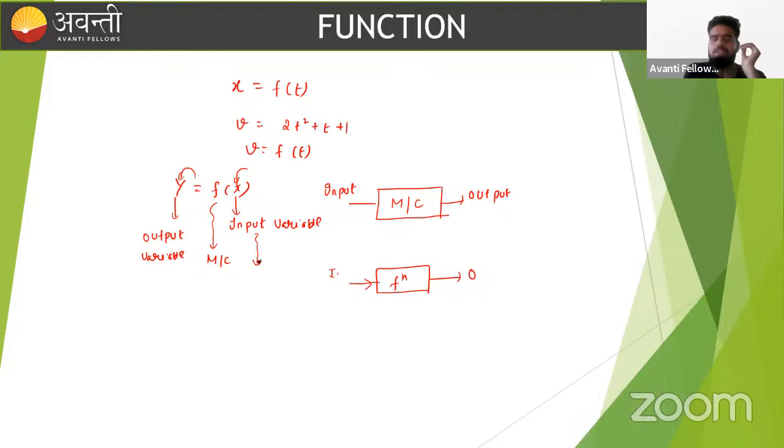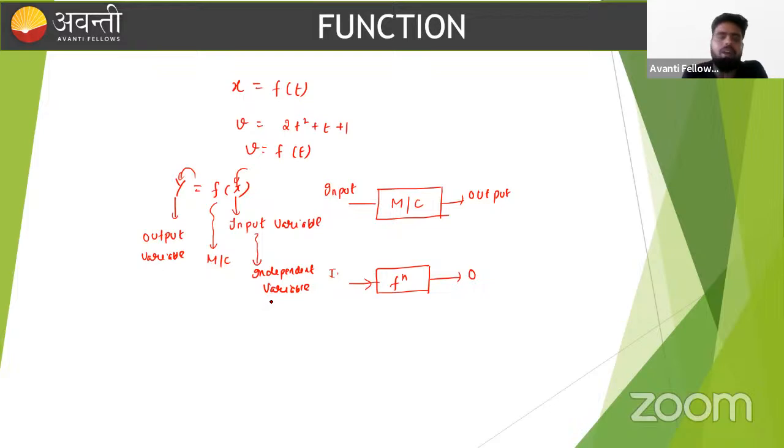The input variable is what we provide ourselves. So in input, we are free to put any type of input. That is the independent variable, because it depends upon the user's choice. So we can say that the input variable is also known as the independent variable.